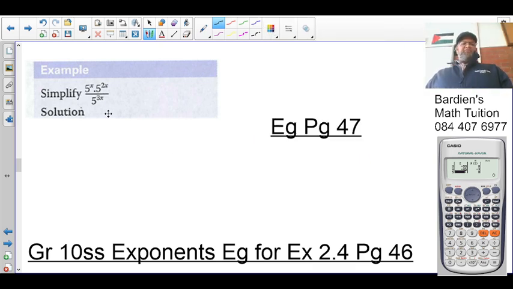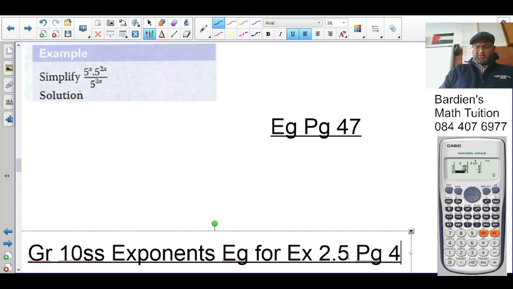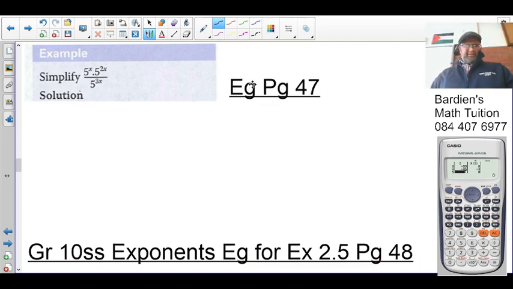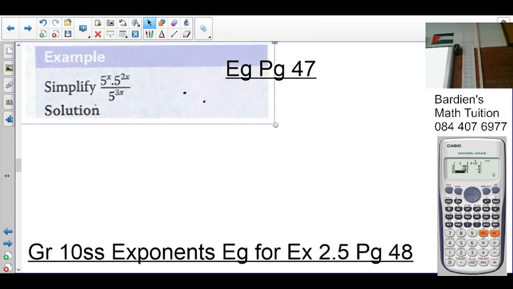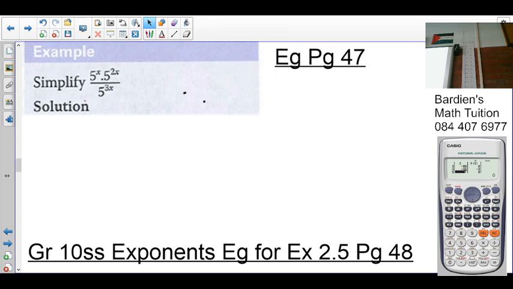Okay, so the question says simplify. 2.5, page 48. The question says simplify. So you've got 5 to the x times 5 to the 2x over 5 to the 3x. Okay?